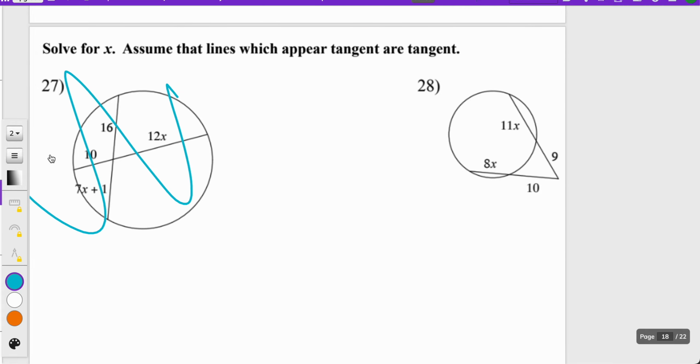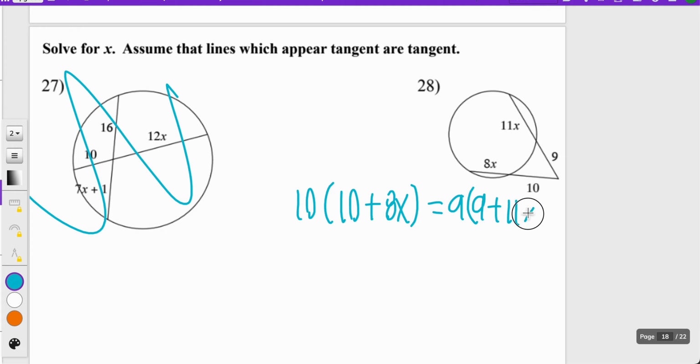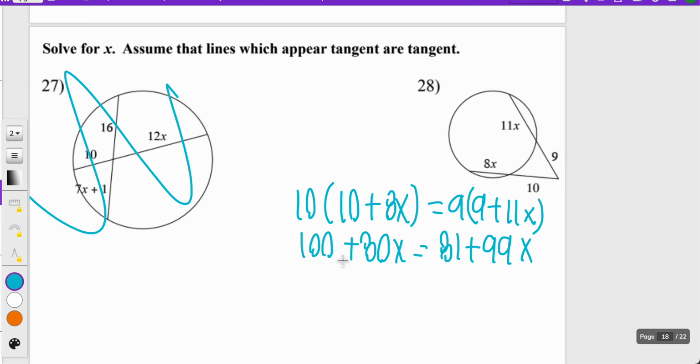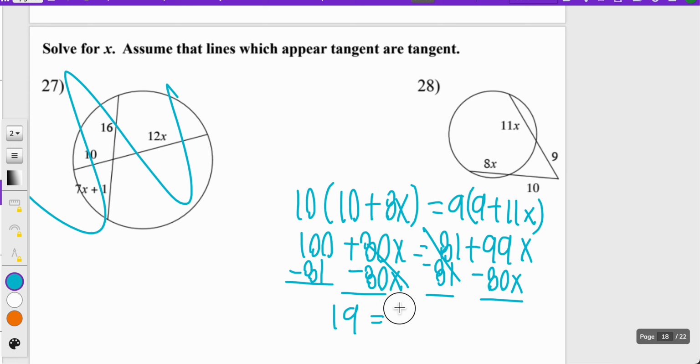And then our last one, number 28, I'm going to have 10 times 10 plus 8x equals 9 times 9 plus 11x. Go ahead and distribute here. 100 plus 80x equals 81 plus 99x. Got to move my x's to the right here, so I'm just going to focus on moving that smaller coefficient so I don't have negative coefficients to worry about. Cancel, cancel. 19 is equal to 19x, so x is equal to 1.